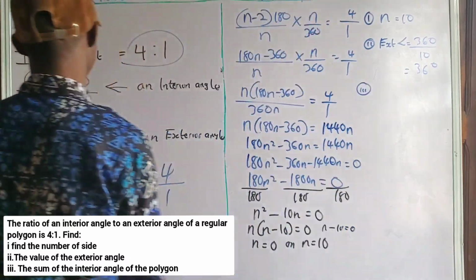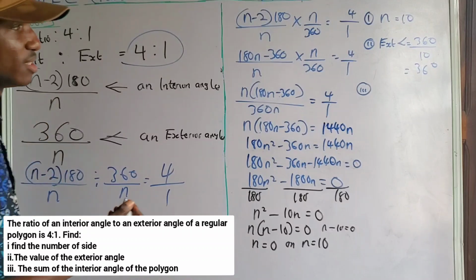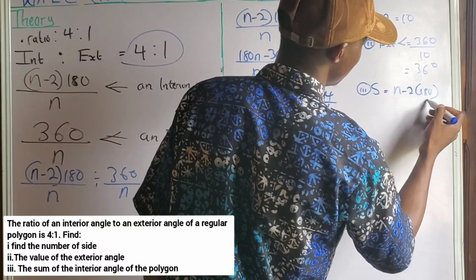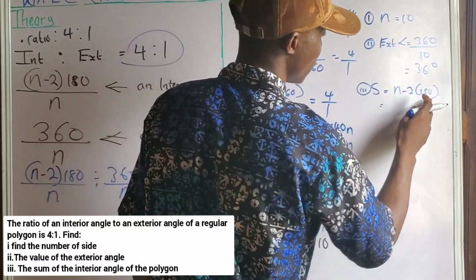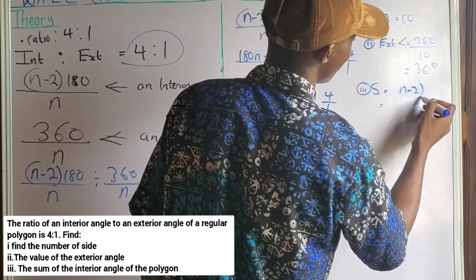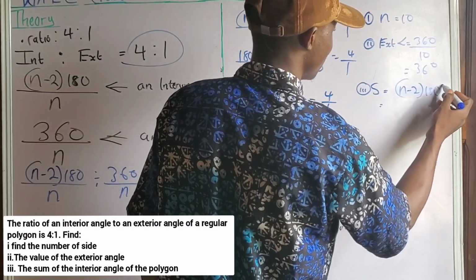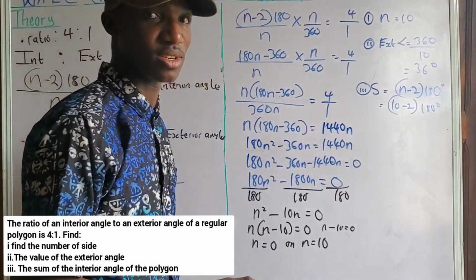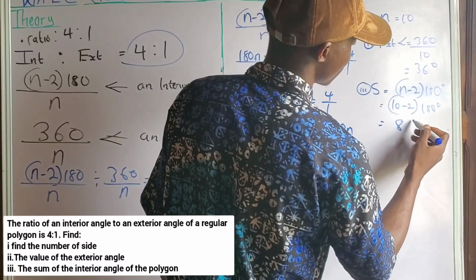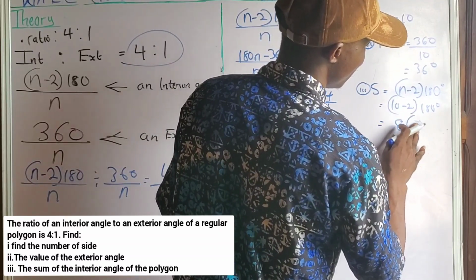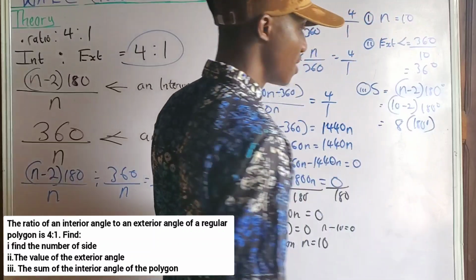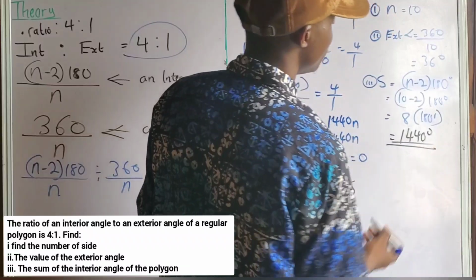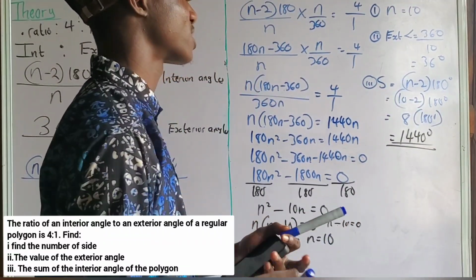Now, for the next one, the sum of the interior angles of the polygon is (n minus 2) multiplied by 180 degrees. Now, when n is 10, I'm going to have (10 minus 2) multiplied by 180 degrees. 10 minus 2 is 8. I'm going to have 8 multiplied by 180 degrees, that is 1440 degrees. So the sum of the interior angles of that polygon is 1440 degrees.